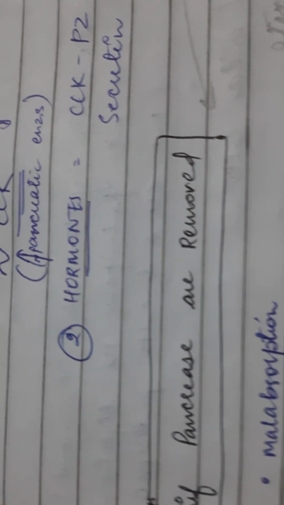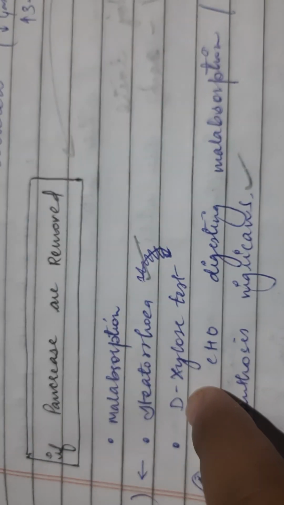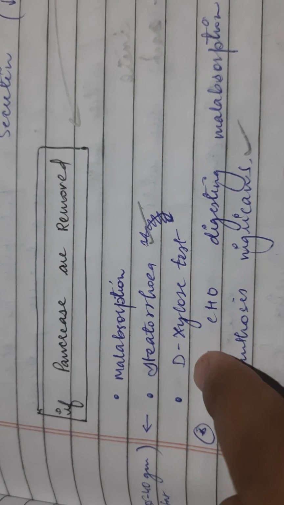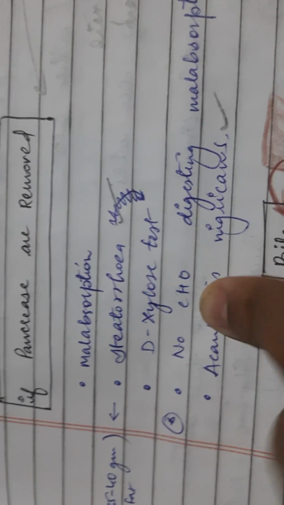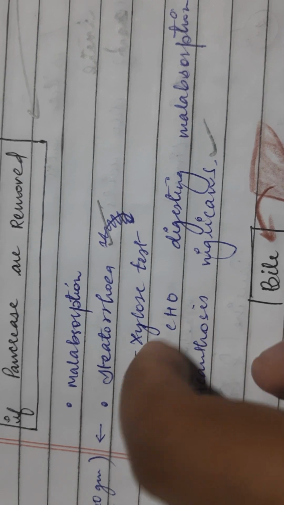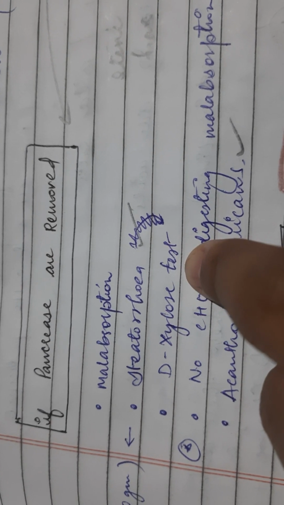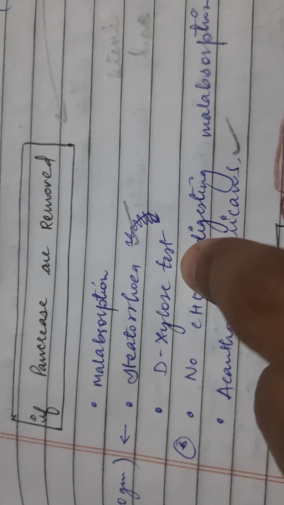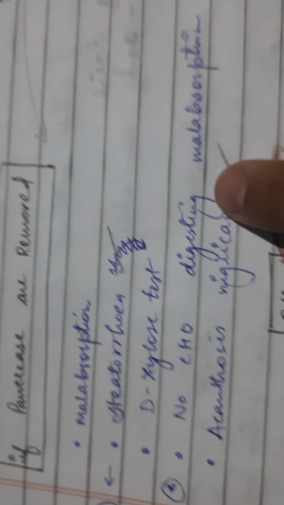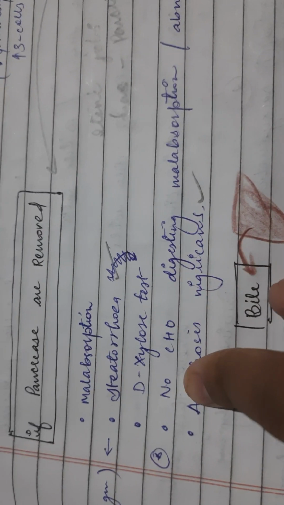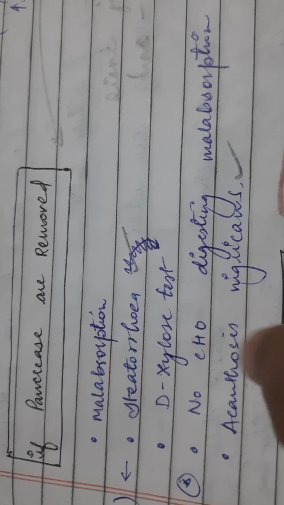Okay, then if the pancreas is removed, what happens? Malabsorption, steatorrhea. Then we have to do the D-xylose test. If the pancreas is removed, then in the D-xylose test what comes? It comes in urine and blood. No carbohydrate digestion, malabsorption or abnormality. No carbohydrate digestion problem, because it starts digesting in the mouth only.